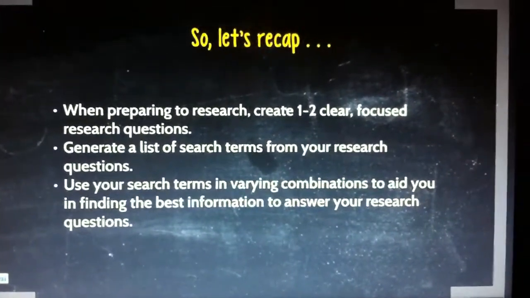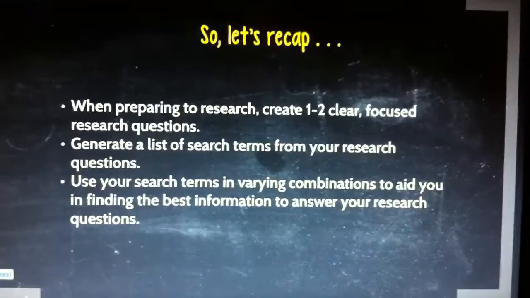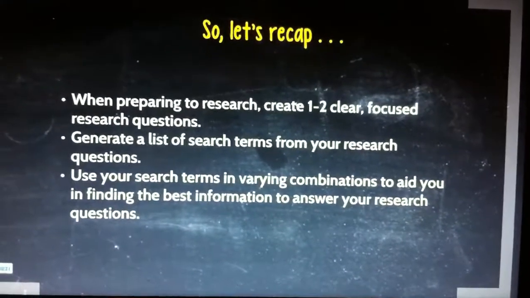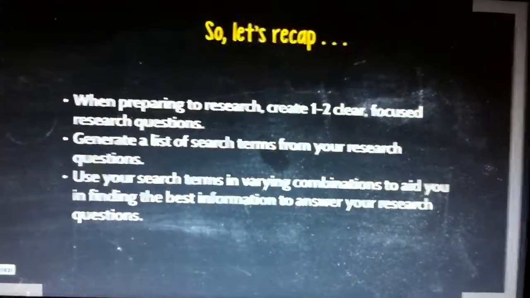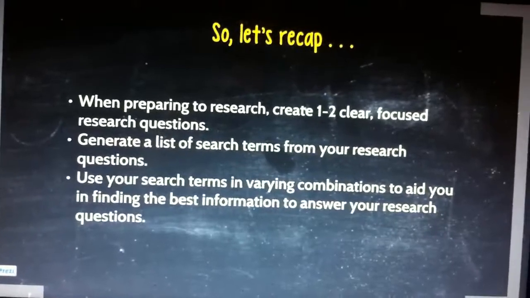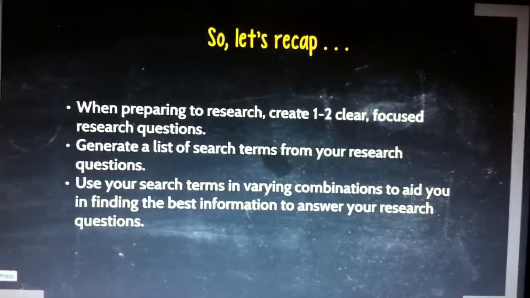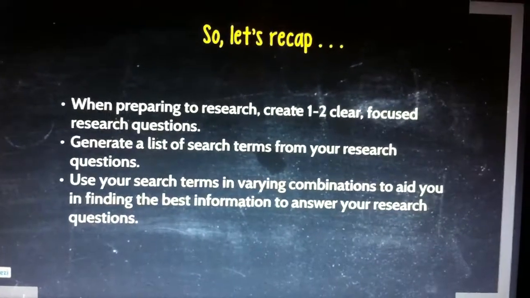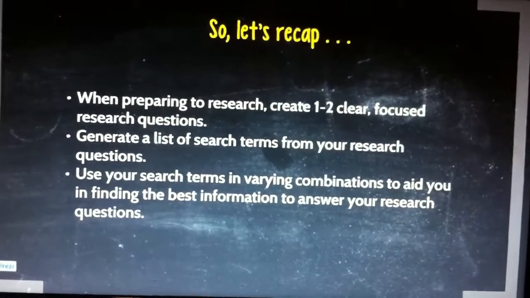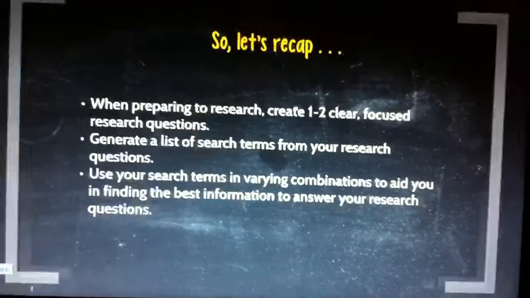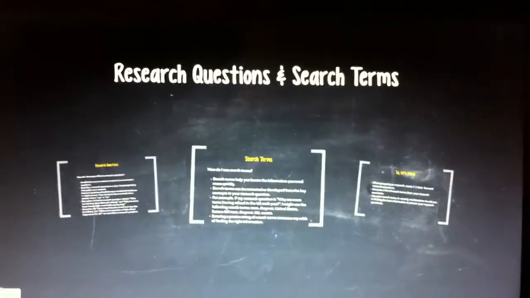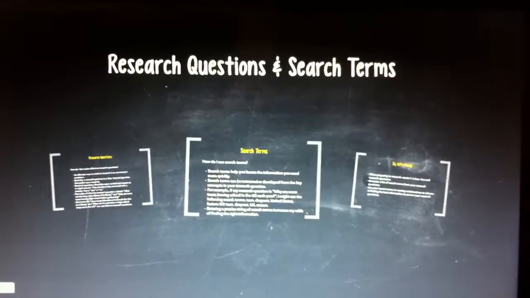So let's review. When preparing to research, create 1 to 2 clear, focused research questions. Generate a list of search terms from your research questions. Then use your search terms in varying combinations to aid you in finding the best information to answer your research questions. Well, that's it. Go try it yourself.